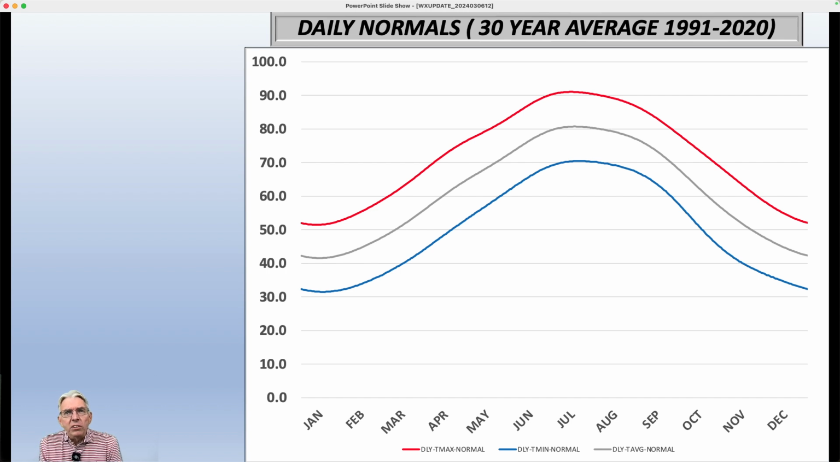The red line there is the normal high, the 30-year average for the max. The gray is the mean temperature, and the blue is the low. There is a smoothing process that the folks at NOAA use, because if you didn't do that, even with a 30-year period, there would still be a few jigs and jags here and there, just because a few days act a little funkier than other days. So a smoothing process goes into play.